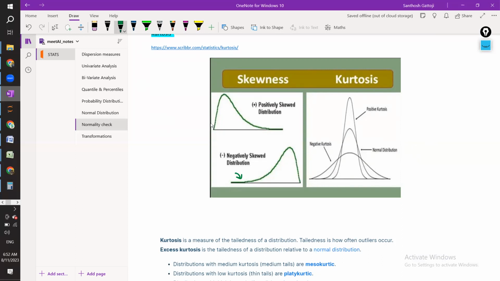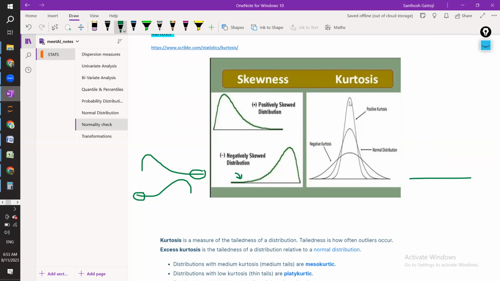In skewness, you are checking in the horizontal direction. That means whether the graph is moving like this or like this, how much the tails are getting elongated. But coming to kurtosis, you are seeing the spread of the distribution. That means how much it is varying in the vertical direction.